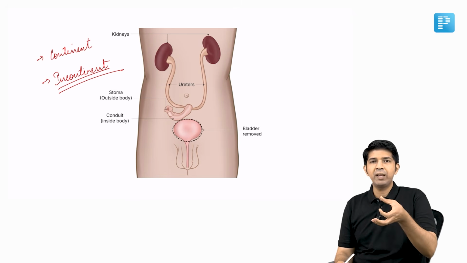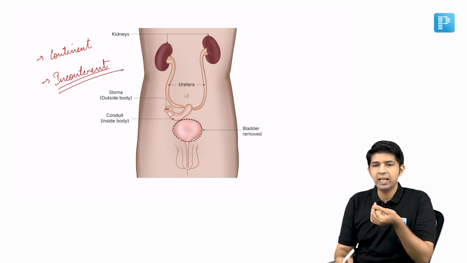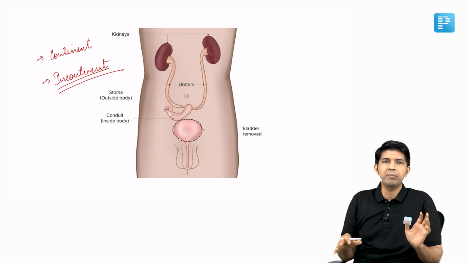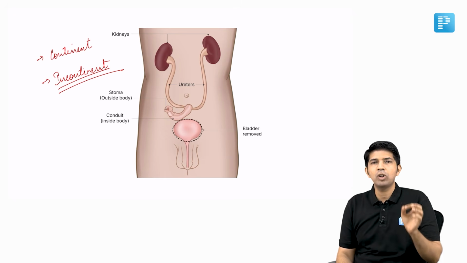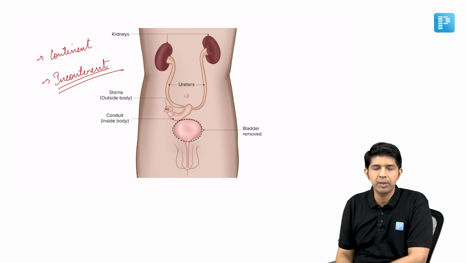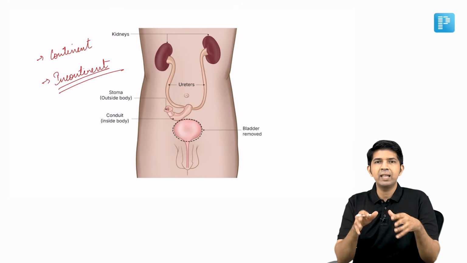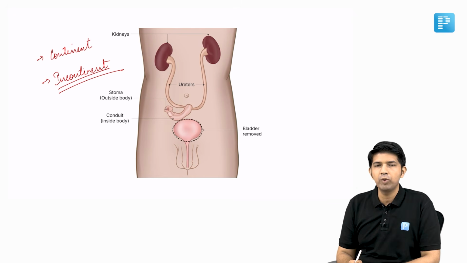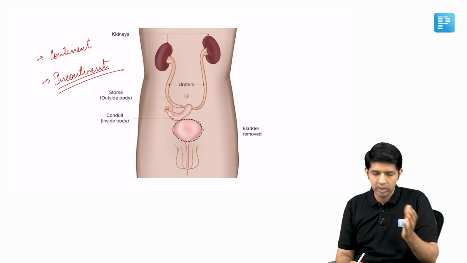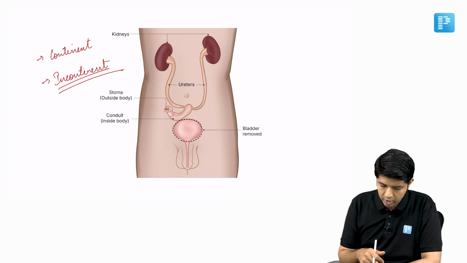Now continent means where the urine will kind of sit inside. You have to do a clean catheterization to empty the bladder. Okay, this is your Koch continent ileostomy. Incontinent means it is directly there and there will be constant flowing of urine. As and when the urine comes, it will flow out. That is what we call as an incontinent ileostomy.